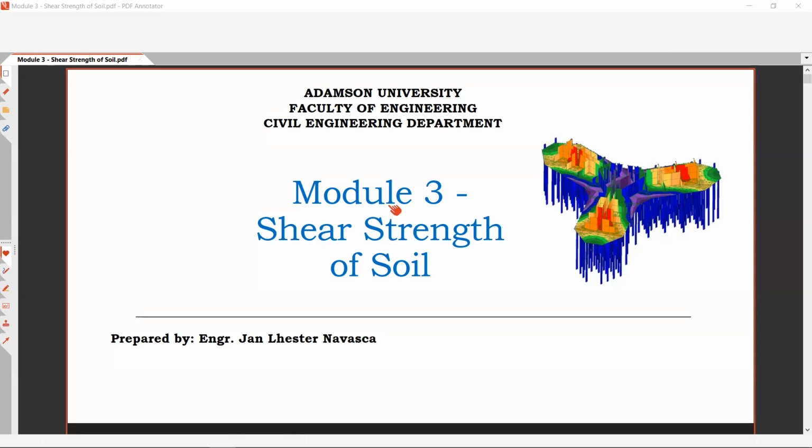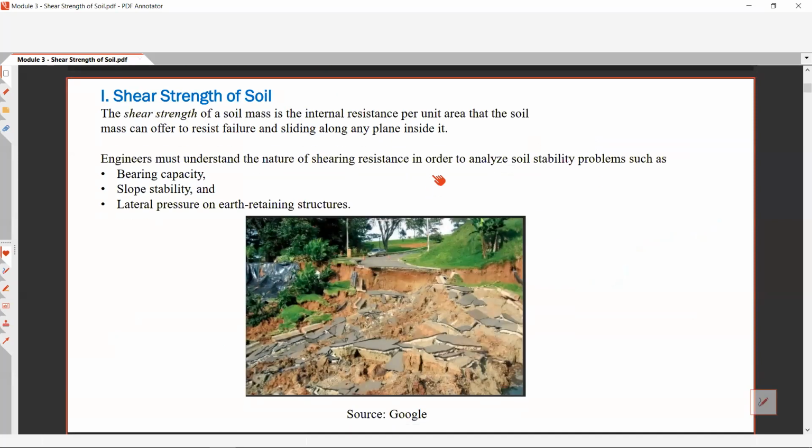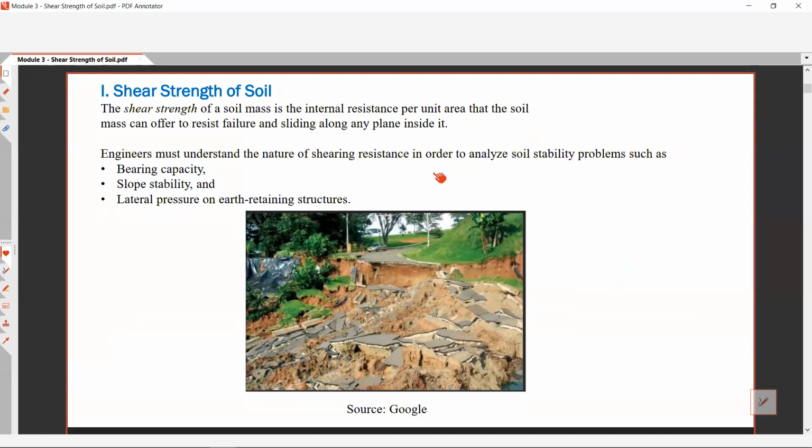So we will discuss the shear strength of the soil. The shear strength of the soil is the internal resistance per unit area of the soil. It also resists failure and sliding along any plane inside it. So in this figure, we have an example of shear failure in a soil. As you can see, nag-slide yung portion nung soil na to.